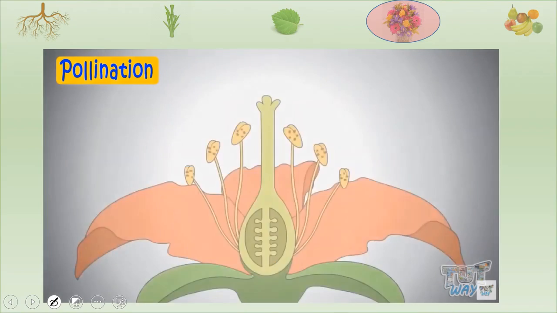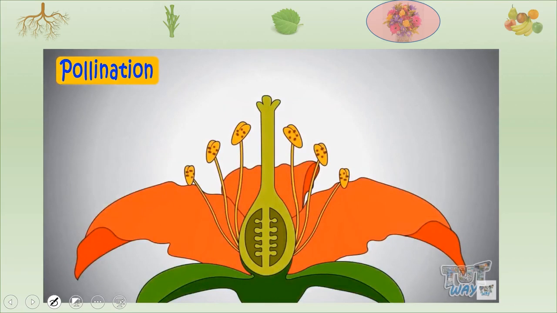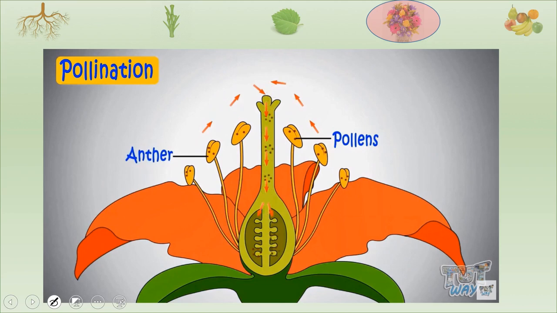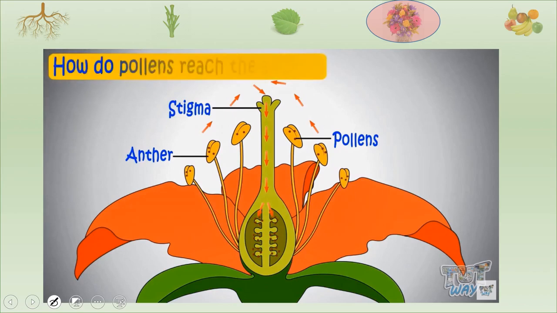Children, pollination is a process by which pollen is transferred from the anther, that is the male part, to the stigma, which is the female part of the plant, thereby enabling fertilization and reproduction.